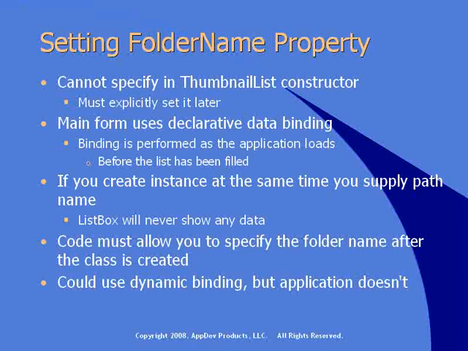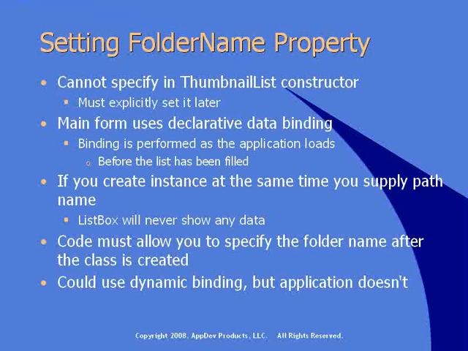But that's not the point of this demonstration. The point of this demonstration is to show how to hook up design time declarative data binding. So in this case, we'll need to have a single line of code that sets the folder name property of the thumbnail list instance after the form has been created. So that's why you'll see the one extra line of code where you thought you might be able to hook it up in the constructor of the thumbnail list class. This is a long-winded explanation of why we see one specific line of code.